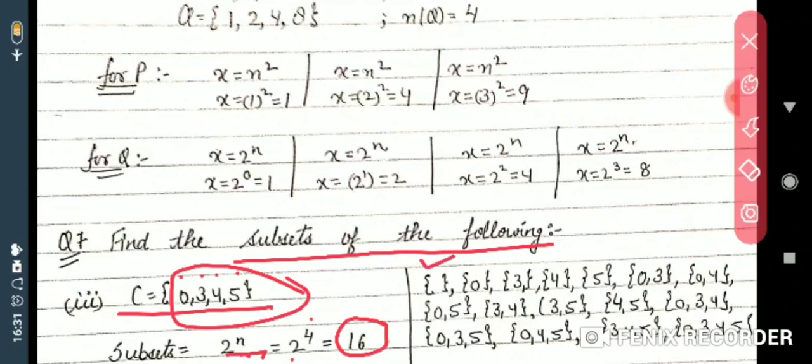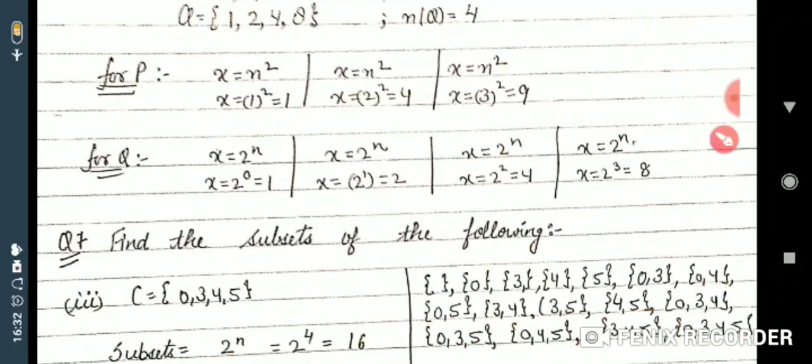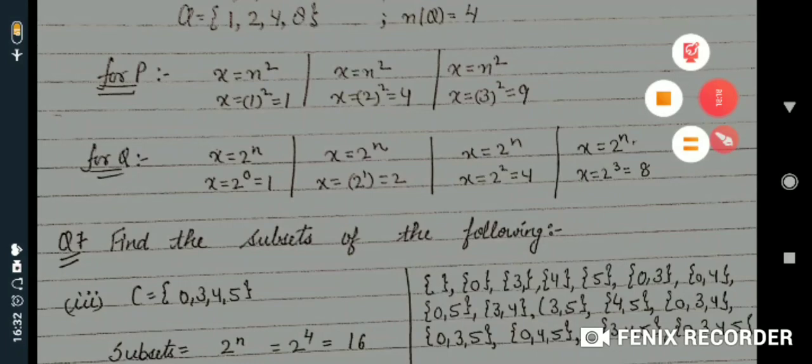So with the help of these elements you can make subsets. First will be the empty set, then {0}, {3}, {4}, {5}. Then {0, 3}, {0, 4}, {0, 5}. Then {3, 4}, {3, 5}, then {4, 5}. Then you will take 3 elements: {0, 3, 4}, {0, 3, 5}, {0, 4, 5}, {3, 4, 5}, then {0, 3, 4, 5}. First you will take single elements, then double, then triple, then 4. Like that you can prepare the subsets.